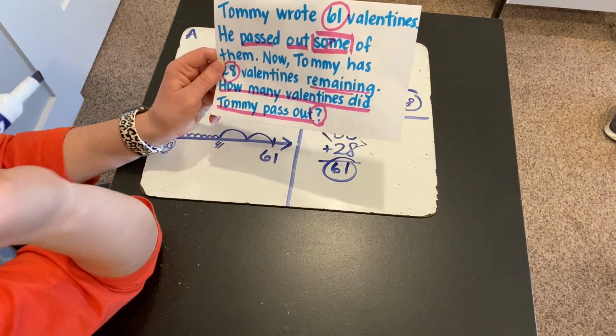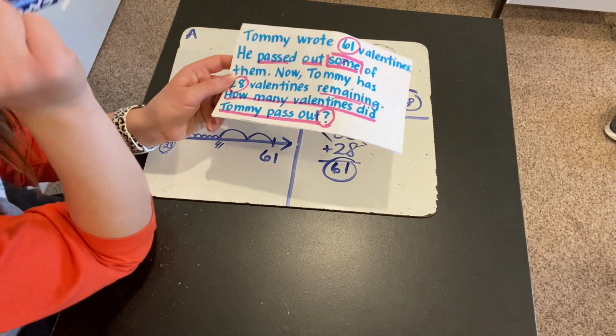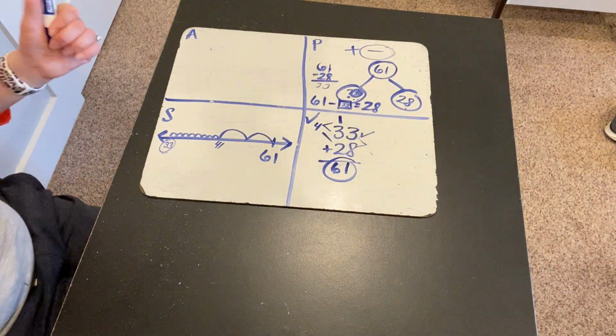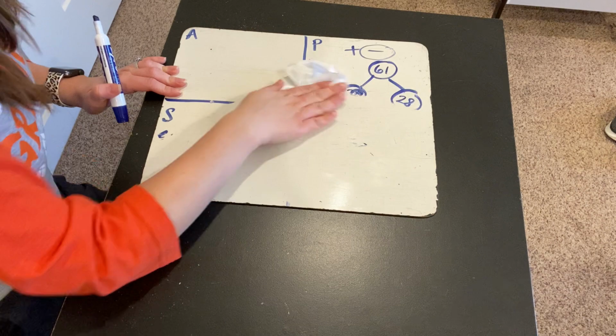We know it wasn't some. We know it was 33. All right, let's move on to some 3-digit subtraction.